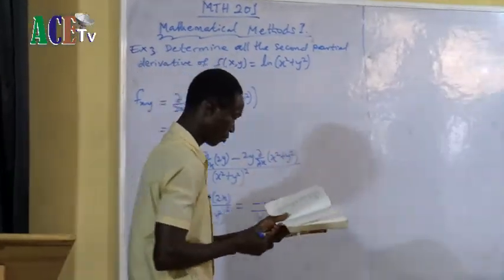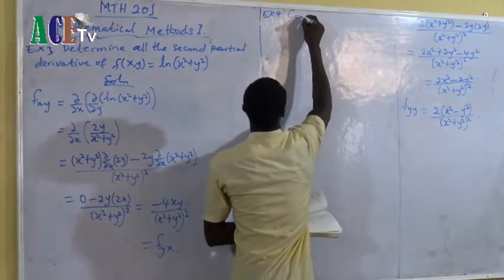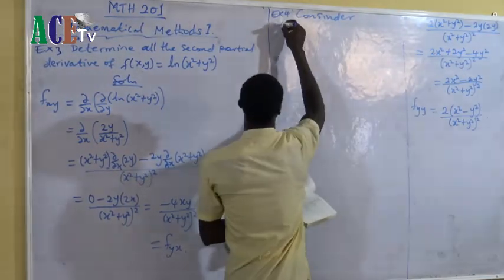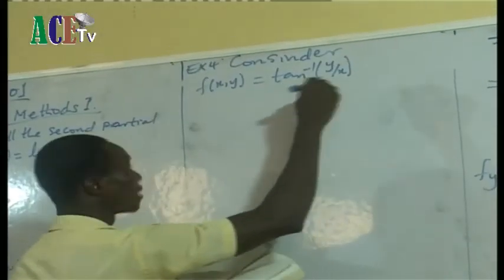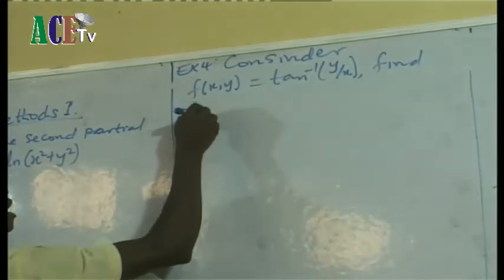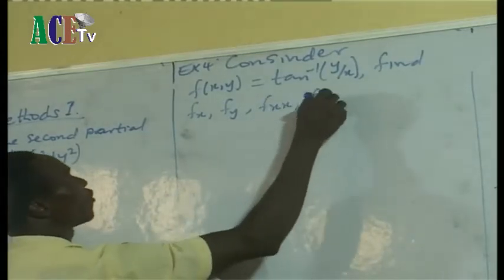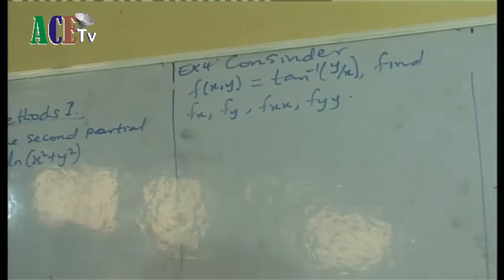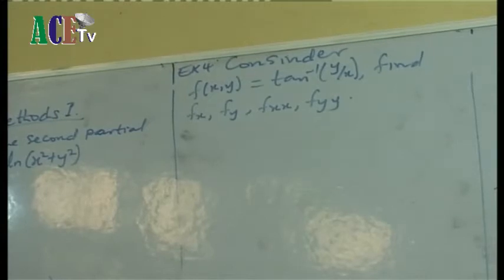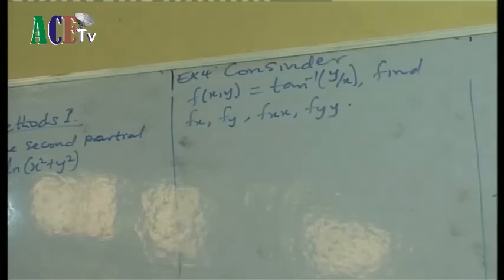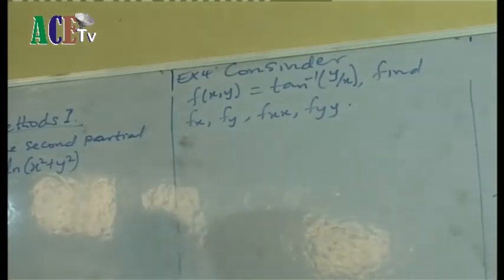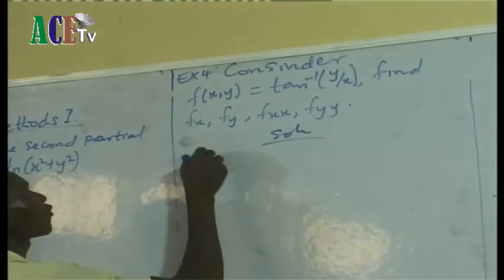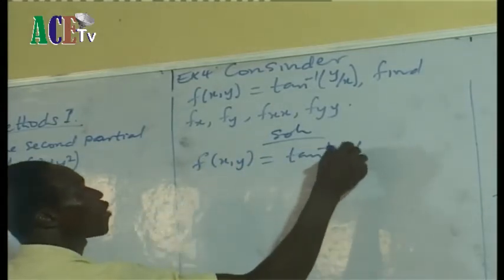And the question is this. Consider f of xy is equal to arctan of y over x. Find f of x, f of y, f of xx, f of yy. That's what we are told to do. But I will find f of xx. If I find f of xx, it means I have done this one with it. If I find this, it means I have done this. Two of them together, then I will find f of xx. Solution now. My f of xy is equal to arctan of y upon x.